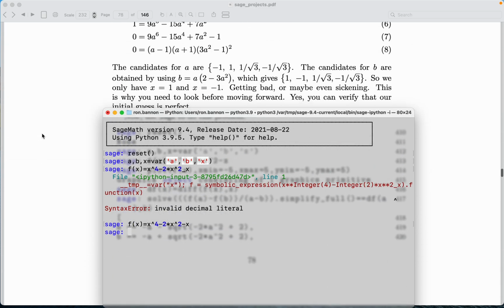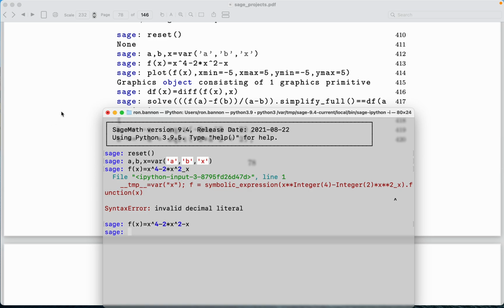And Sage is nice to have as a tool. It's a really nice tool. And then, plotting it. Well, I've already plotted it, so I'm not going to do that again. But I'm going to define a new function, df of x. Now, this is my way of naming a function by saying it's the derivative of f of x. And what is that going to be? The derivative, diff of f of x with respect to x.